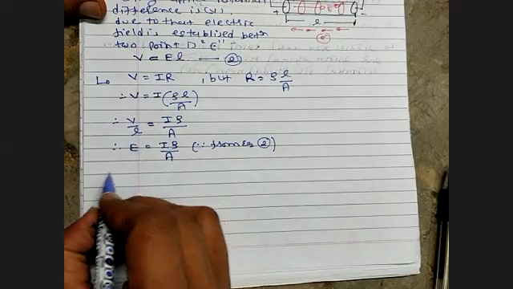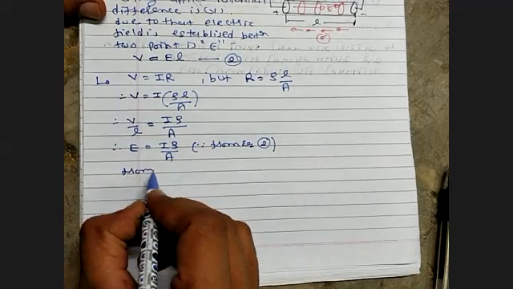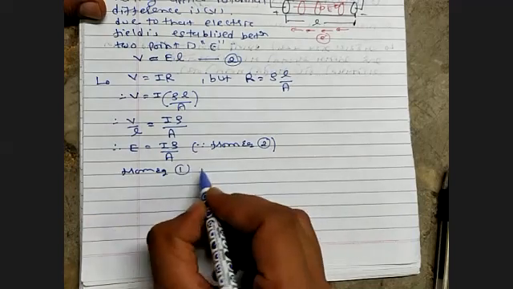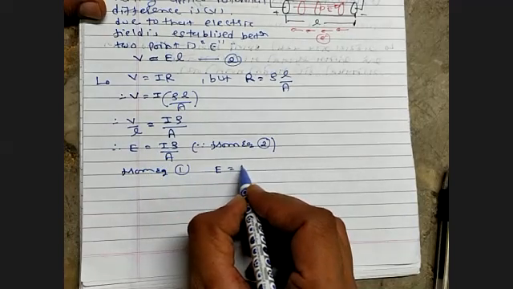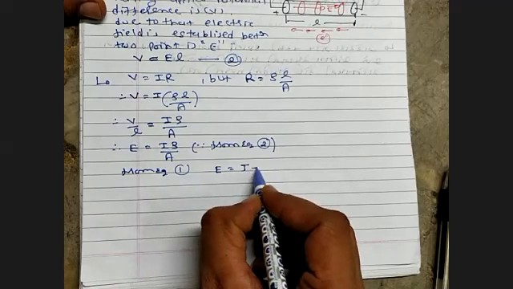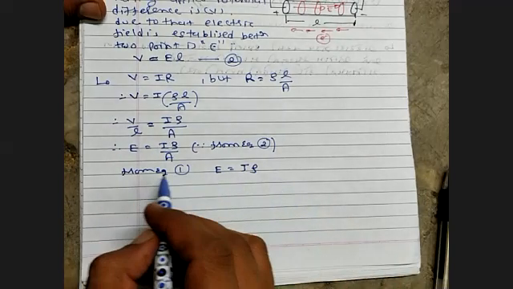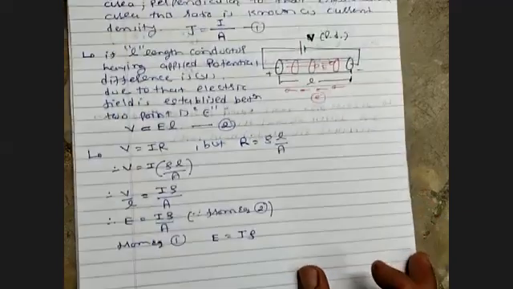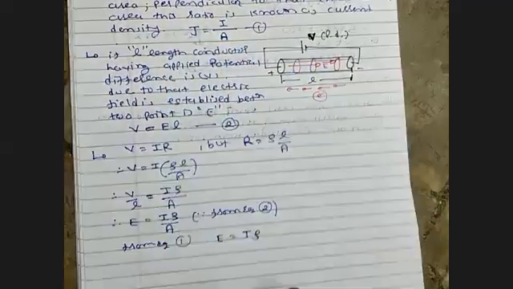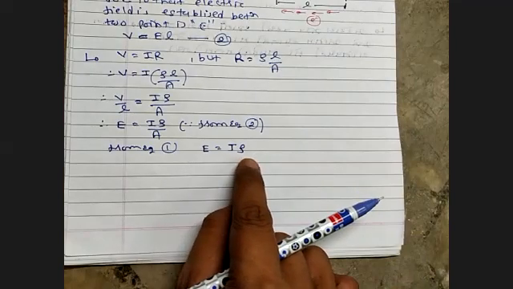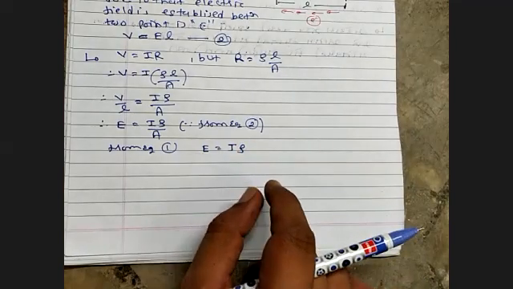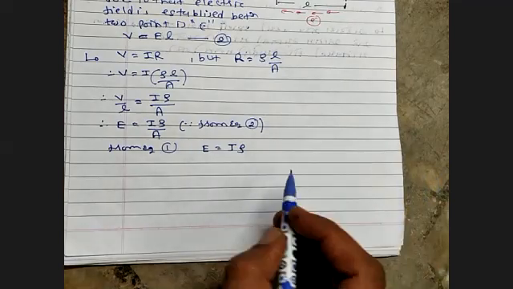Now move forward. From equation number 1, you see that I upon A is equal to J. So E is equal to J into rho. That is the equation that we want.